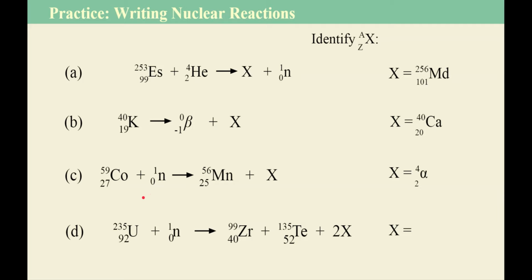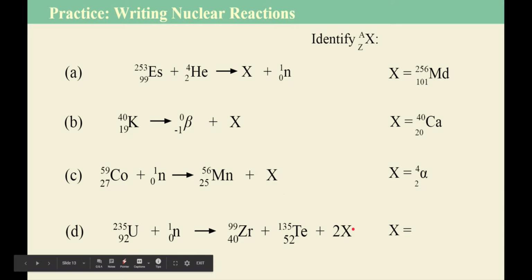Okay, next we have 235 and 1 is 236, and then we subtract from it, we have 99 and 135. So that gives us a difference of 2. So a mass number of 2, but this is saying there's 2 of them. So really each X has a mass number of 1. And for the nuclear charge, we have 92 and 0, and then 40 and 52, which adds up to 92. So this is showing 1 and 0, that is referring to neutrons. So there are 2 neutrons released.